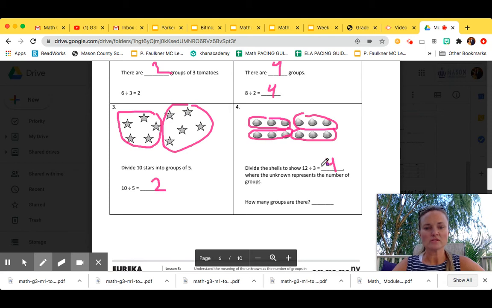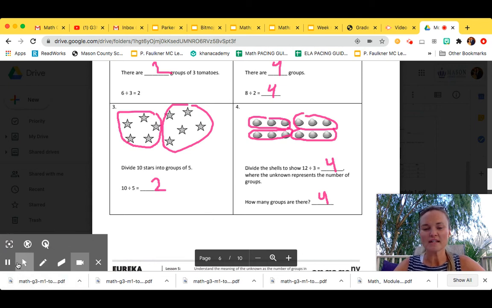Divide the shells to show 12 divided by 3 equals 4. So where the unknown represents the number of groups, how many groups are there? There are 4 groups. All right, let's keep going on. You're doing a great job dividing those numbers out, boys and girls.